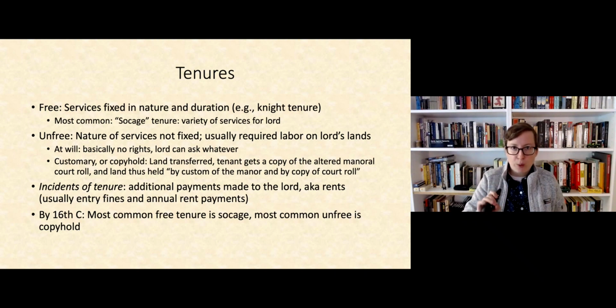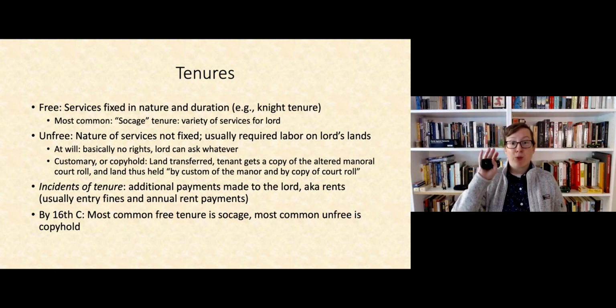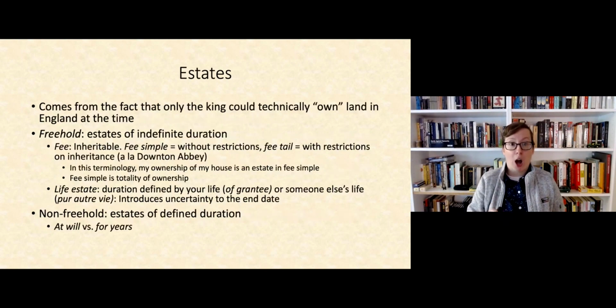The technical term for payments like rents that go to the Lord is incidence of tenure. In some cases, like for free tenure, these could be really arbitrary and just by custom, like a single peppercorn is the most famous one that you might have to give. But others could be literal annual rent payments, like we're more familiar with in a modern day context. So by the 16th century in England, most free tenure was socage, and the most common unfree tenure was copyhold tenure. Okay, so that's what tenure means.